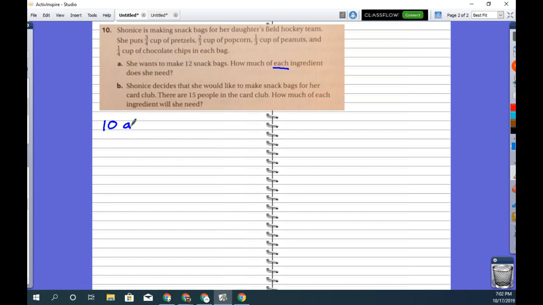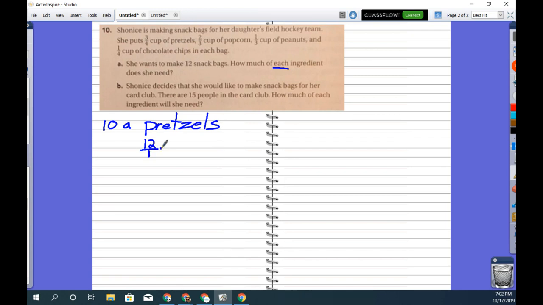So let's go ahead and start off with 10A. And for 10A, we're going to need pretzels. We're going to need pretzels. And for our pretzels, we are going to take 12 over 1. We talked about whole numbers over 1 as a fraction to allow us to quickly multiply this with another fraction. So if I want to write a whole number as a fraction, I simply place the whole number over the number 1, because 12 divided by 1 would give us the whole number 12.